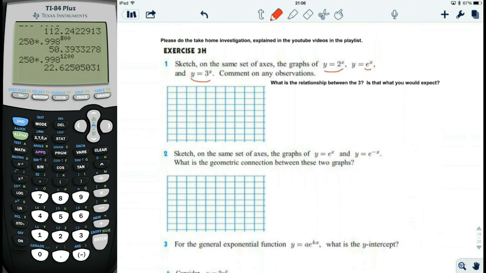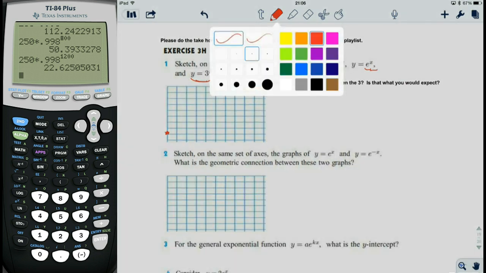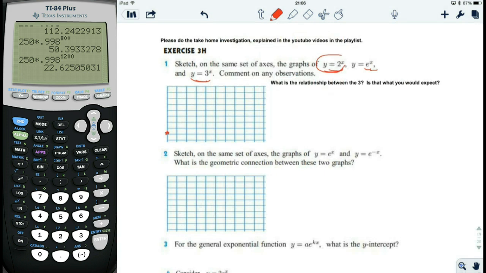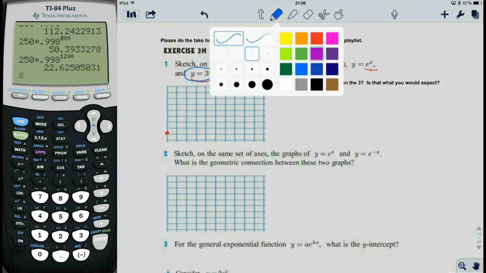Okay, so if we take any of these three, the first value is going to be the multiplier out front, which is 1 in every case, right? So 2 to the 0 is 1, e to the 0 is 1, and 3 to the 0 is 1. So all these graphs start out at the point (0, 1). What about the second point? I'm going to use different colors for each one. So we'll use red for this one, and we'll use blue for this one, and we'll use purple for this one.